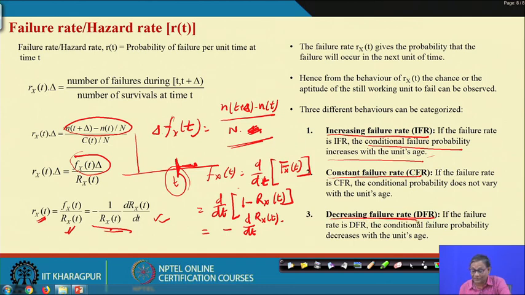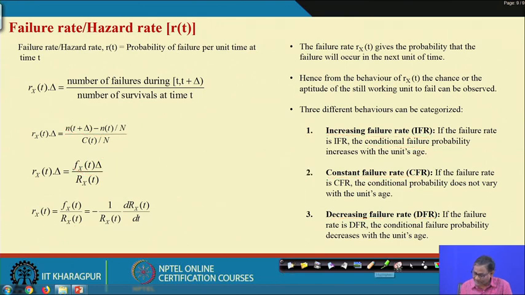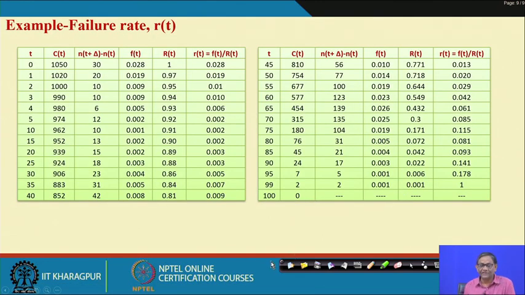That means the probability of failure increases with increase in age. If it is a decreasing failure rate, the probability of failure decreases with the unit's age. If it is a constant failure rate, there is no change in the probability of failure with age, at least for a particular period of time. That is the explanation of hazard rate, but hazard rate is better understood by the bathtub curve. We will describe that, but before that please see one tutorial here.